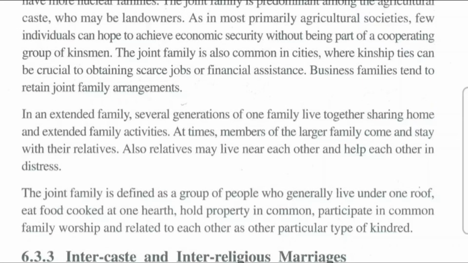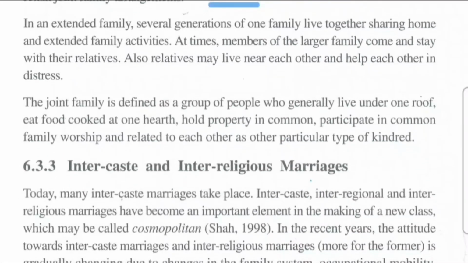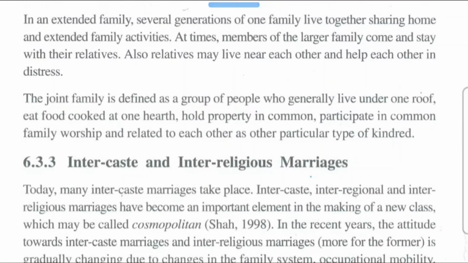In an extended family, several generations of one family live together, sharing home and family activities. At times, members of the larger family come and stay with their relatives. Also, relatives may live near each other and help each other in distress. The joint family is defined as a group of people who generally live under one roof, eat food cooked at one hearth, hold property in common, participate in common family worship, and are related to each other as a particular type of kindred.